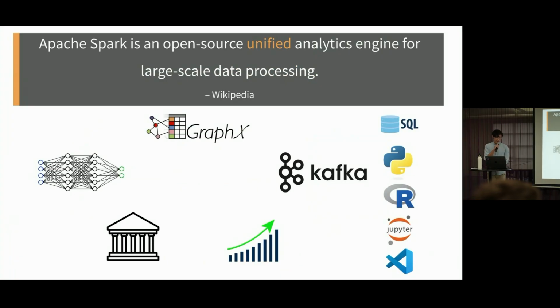Now, what does unified mean in all this? For Spark, it means that you have an all-in-one package, right? You can do machine learning on Spark, you can do graph computation on Spark, you can do streaming on Spark, you can do business intelligence on Spark, you can do governance on Spark. You can do all of this. You can do it through SQL, through Python, through R, through any programming language, through Spark Connect, really. You can use Jupyter Notebooks, Visual Studio Code, IntelliJ, whatever you want.